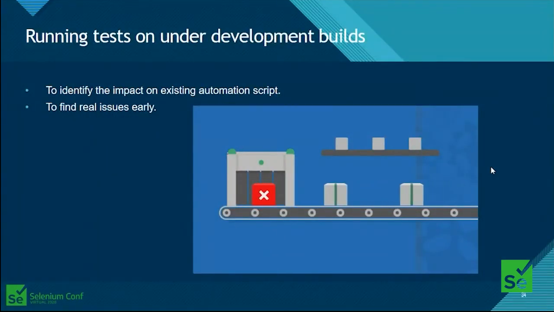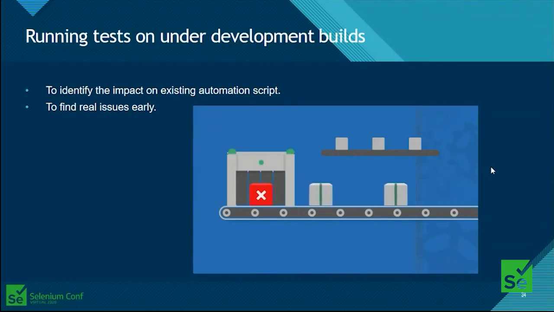Now moving further, we'll discuss running tests on under-development builds. Automation should be started as early as possible and run as often as needed. The earlier you start your automation in the life cycle, the better your project will be, and it will help you catch issues early. Additionally, you will get to know any impact on your existing automation scripts. Bugs detected early are a lot cheaper to fix than those discovered later in the development life cycle.